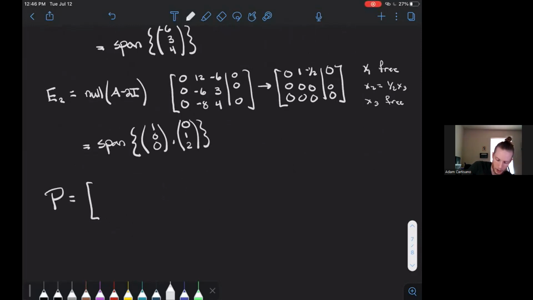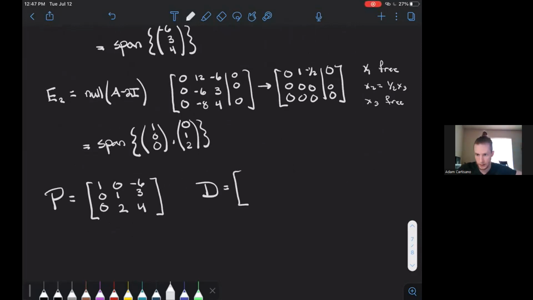And now notice that we now have a formula for P and D. P is going to be 1, 0, 0, 0, 1, 2, -6, 3, 4. D is going to be a diagonal matrix whose diagonal entries are the corresponding eigenvalues. Both of these first two columns were basis vectors for E2, so there are 2's on the main diagonal. And the third one was a basis for E0.